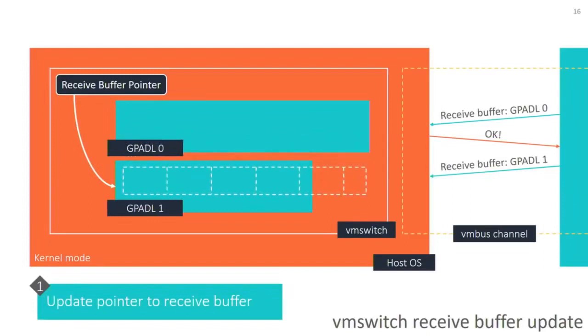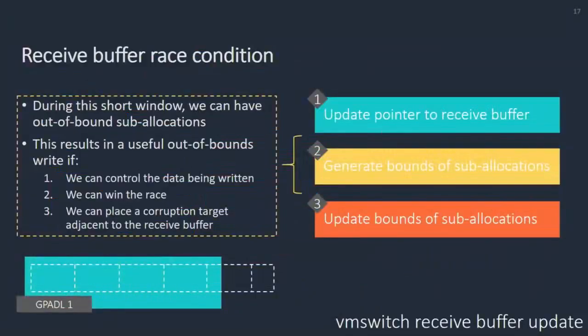And because it has only updated the receive buffer pointer in that very first step, it has not yet generated the new bounds. And so those old bounds, which are bigger than this new receive buffer, are still being applied to the new receive buffer, right? And so then the second step is generating the new bounds. Well, they're still not being applied. And only after this third step, when the bounds of the stub allocations are actually updated, do you see the result. And that's basically the RC vulnerability, right?